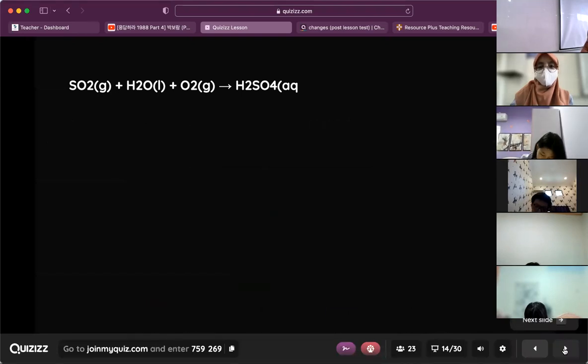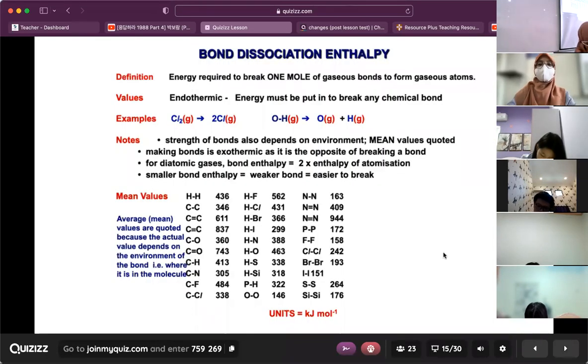I think this one is the last one. Okay, next one is the bond dissociation enthalpy. Usually we just call it bond enthalpy, skipping the word dissociation to shorten the term. So the definition of bond enthalpy is energy required to break 1 mole of gaseous bonds to form gaseous atoms.